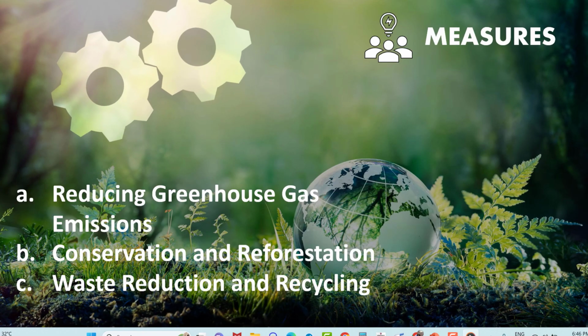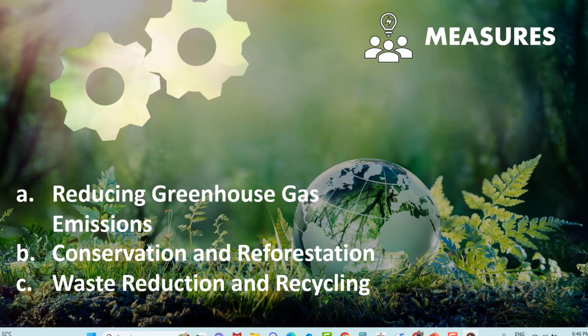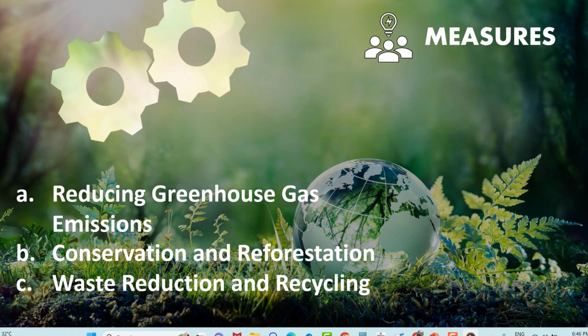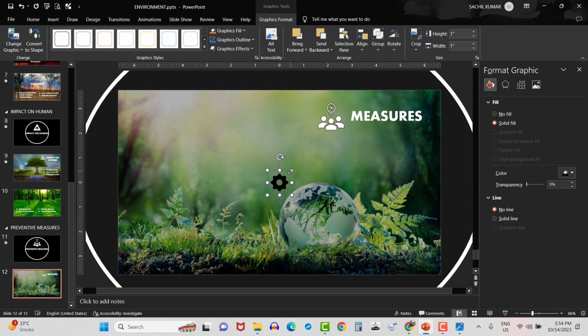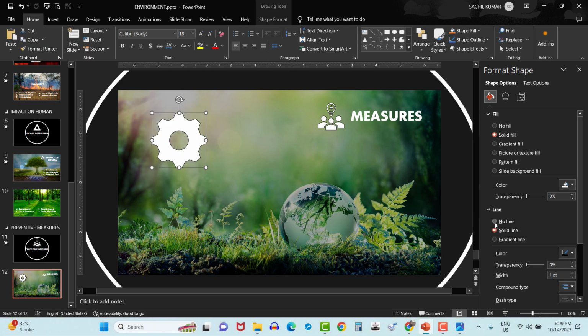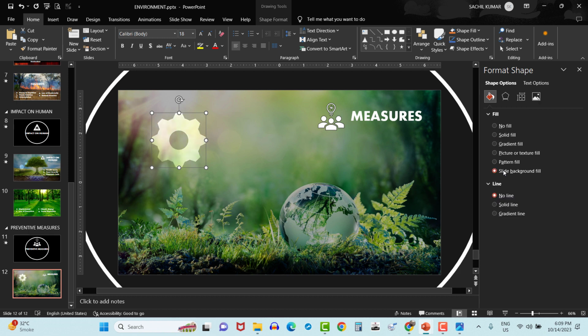So let me show you how we can create this beautiful spinning gear animation for our last slide. Let's insert a gear icon, and adjust the size and position. Then set their fill to be the background fill. That's super awesome. Let's make sure that there is enough place for the second gear.